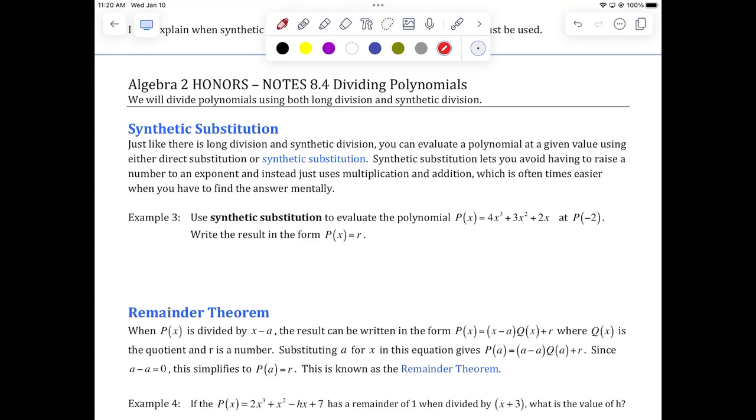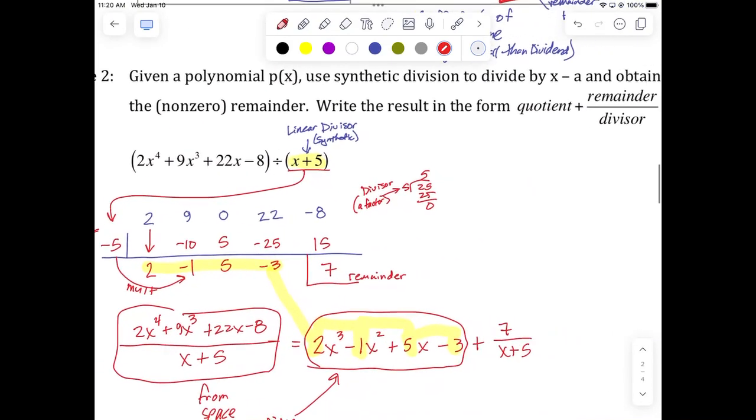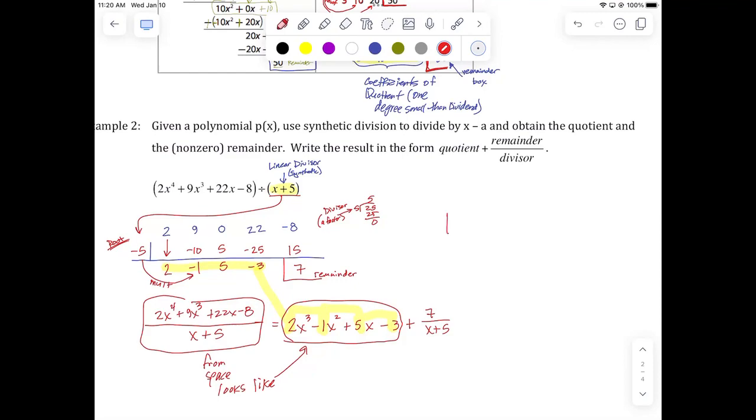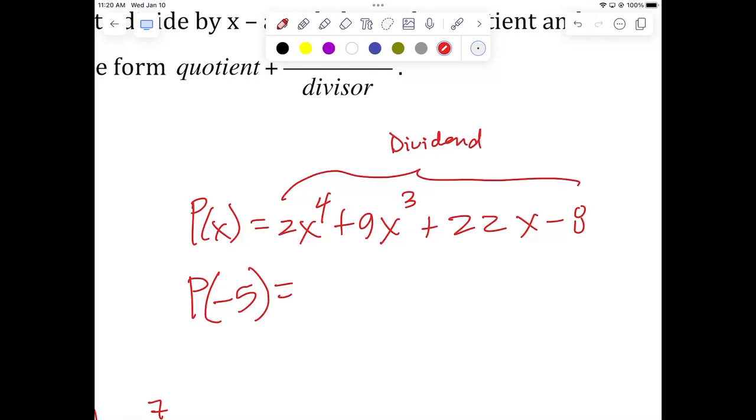Synthetic substitution is essentially synthetic division, but it's in a different context, okay? Let me show you what I mean here. Let's say that I had this polynomial p of x, and let's say I let it equal the dividend of 2x to the fourth plus 9x cubed plus 22x minus 8. Let's say I wanted to evaluate that polynomial at negative 5. So let's say I have the polynomial p of x, which is the dividend, and I want to evaluate it at negative 5.